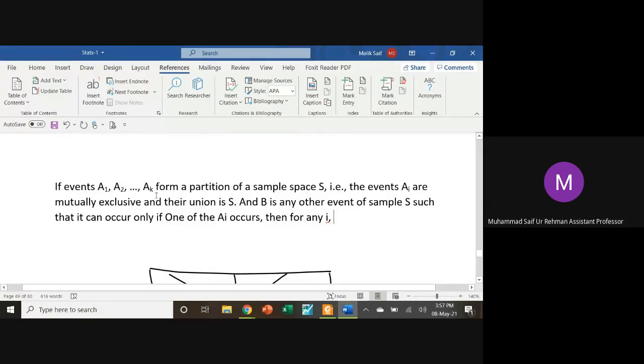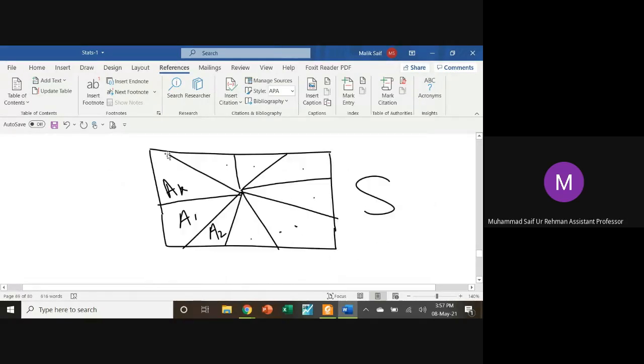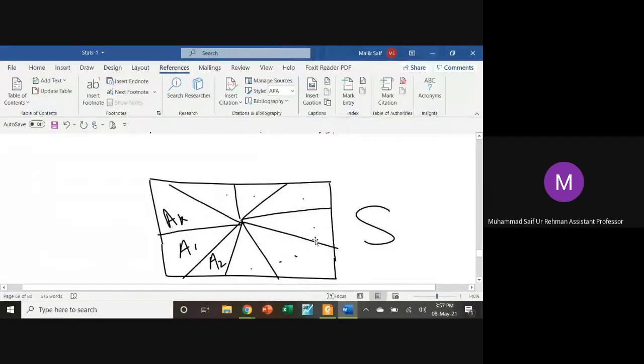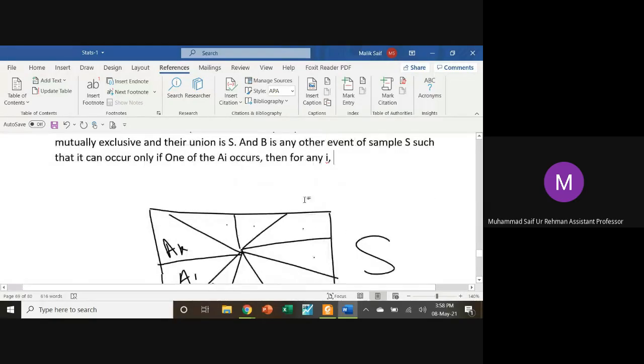A1, A2 up to AK, these are the events that are there in this sample space. These events are making a partition of the sample space. Let's say this area is covered by event A1, this area by A2, A3 up to AK. When you add all these events, and remember that events are mutually exclusive so you simply add, you will have S, the sample space. Okay, it is clear.